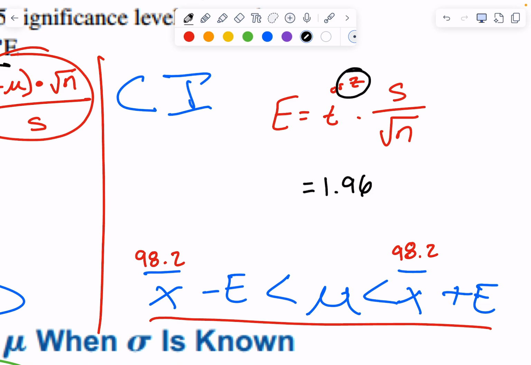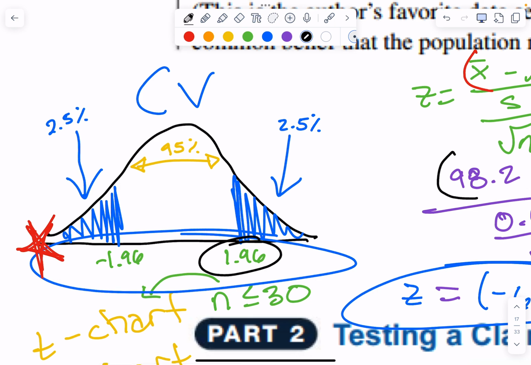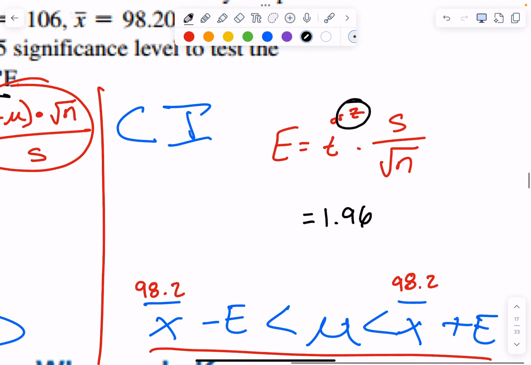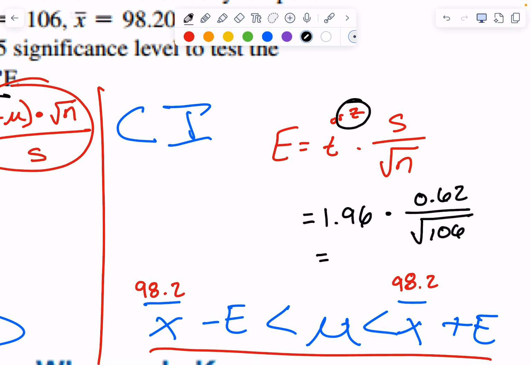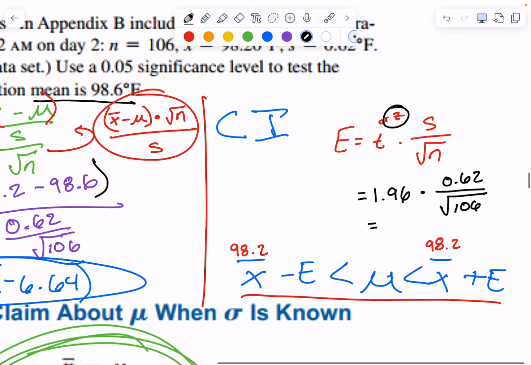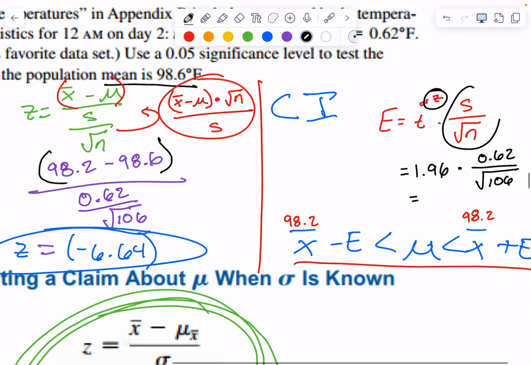1.96. That's the same number that we did over here, right? You find it the same way, right? Times S was, I don't remember what it was, 0.62 over the square root of 106. And if you do that, you get an error. Yeah, that's not a coincidence. This is the same as the formula over there.